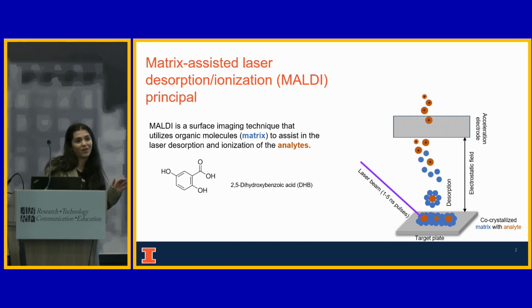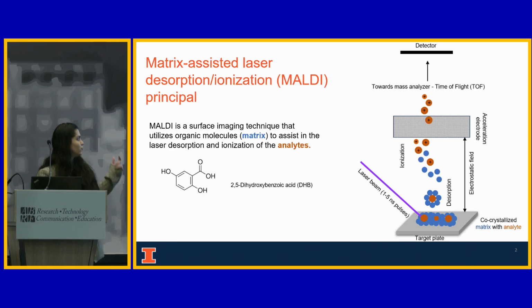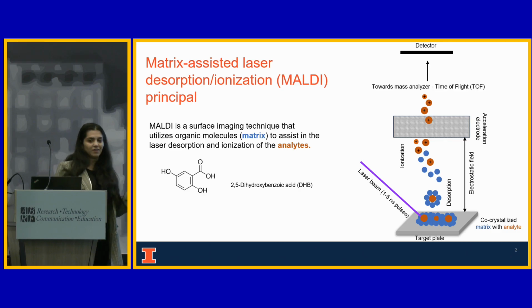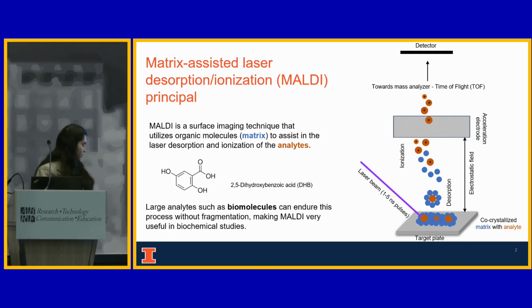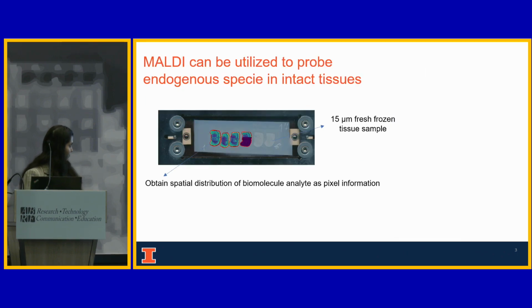We actually still don't quite know how this mechanism works, but there is a transfer of proton, which then causes ionization of your analyte, and then it goes through a mass analyzer and then a detector for detection. So this is a soft ionization technique, and you can basically use it in studying biology and probing biomolecules because it doesn't cause any fragmentation, which is very useful in studying biology.